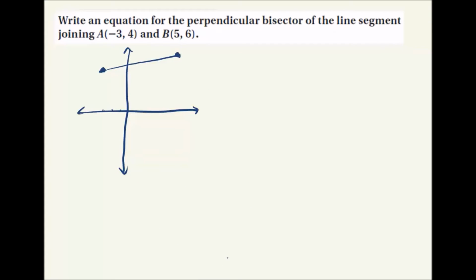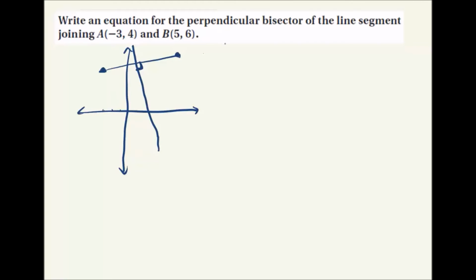The next type of problem in this section says write an equation for the perpendicular bisector of the line segment joining these 2 points. So on a graph, picture the points are here, negative 3, 4, and 5, 6. And a perpendicular bisector is a line that bisects this line segment at a 90-degree angle. It cuts it right down the middle, it bisects it.